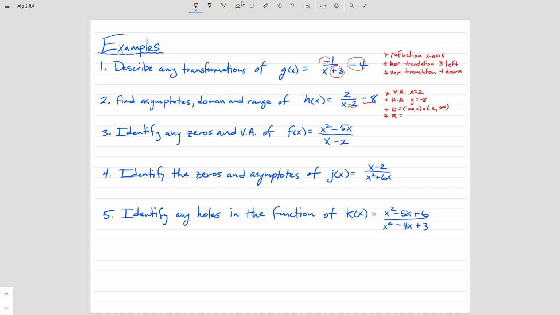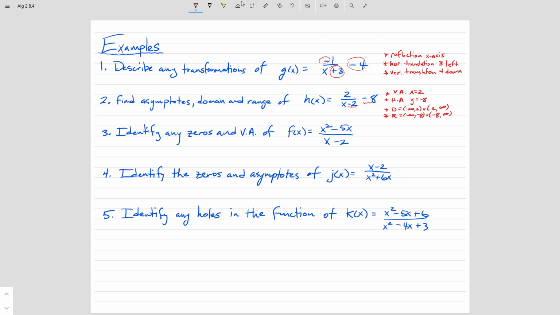So range is anywhere but the horizontal asymptote, so it's everywhere but at negative 8. So we can write the range is from negative infinity to negative 8, along with negative 8 to positive infinity. And that's all information from transformations on the first slide.